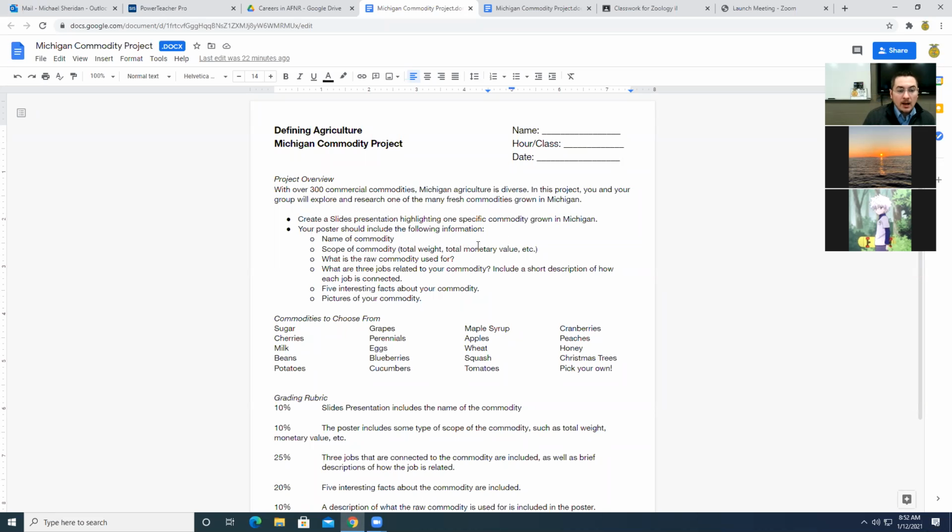I want you to tell me how much of that commodity is produced here in Michigan. Maybe you can also add some information about how much of that is produced around the world. If there's another place that produces more of it, where is that? That's the kind of information that we're looking for. What is that raw commodity used for?